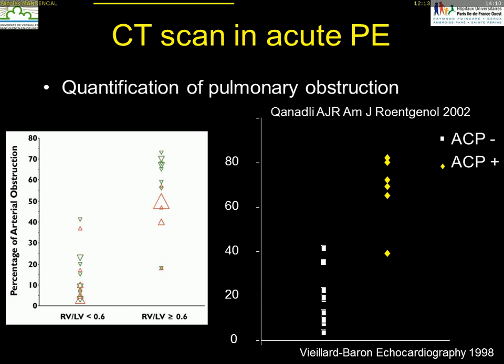We can also quantify the pulmonary obstruction using the Miller index. When we have a low obstruction, we don't have any right ventricular dilation, and when we have a significant pulmonary obstruction, we have acute cor pulmonale. So this is a validation of pulmonary obstruction as the Miller index for pulmonary angiography.